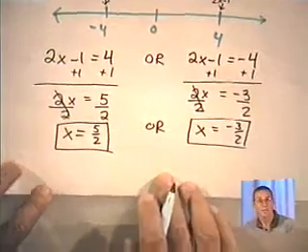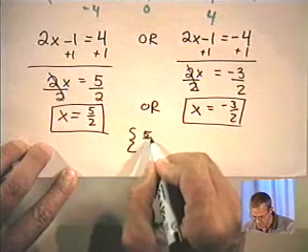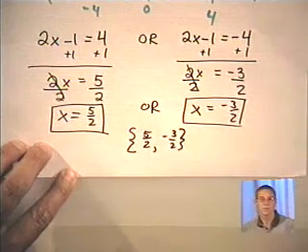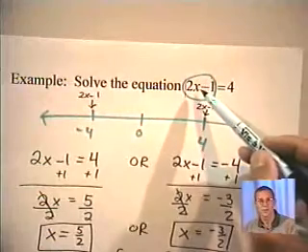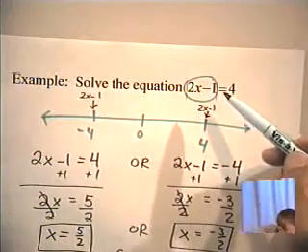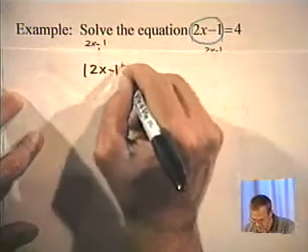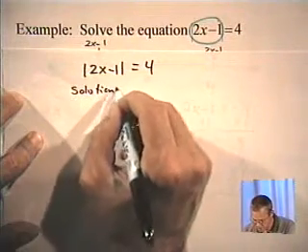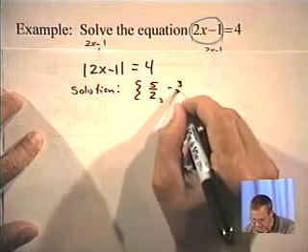And if we want to put this into set notation, we'll just include the 2 points into our set. So our solution to that equation is 5/2 or negative 3/2. Now let's take a look at why this works. Let me write down this equation. Again, 2x minus 1 equals 4. And we said our solution was the set of the points 5/2 and -3/2.